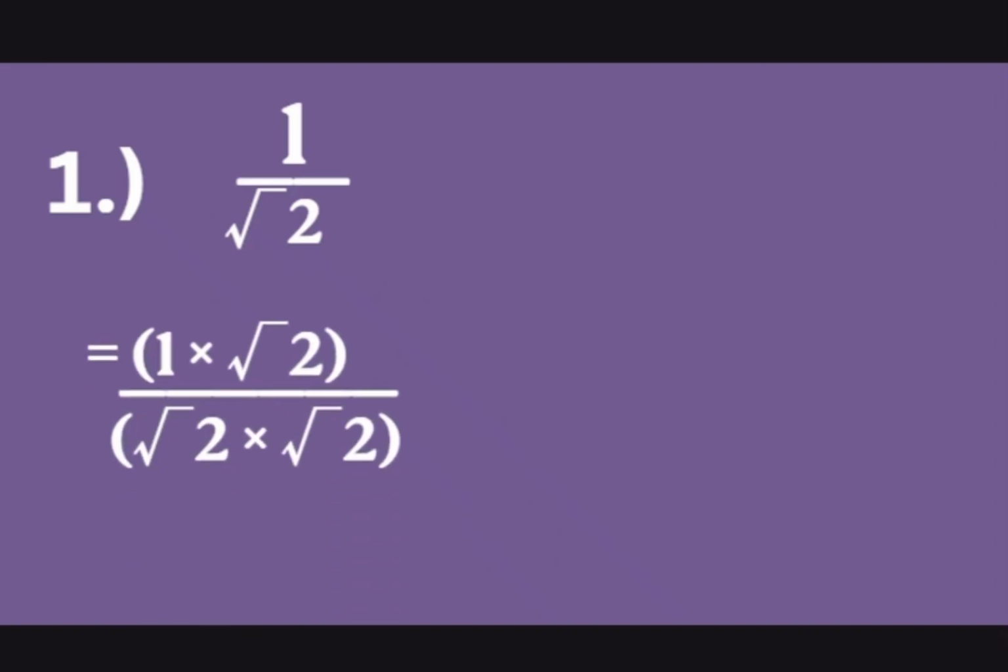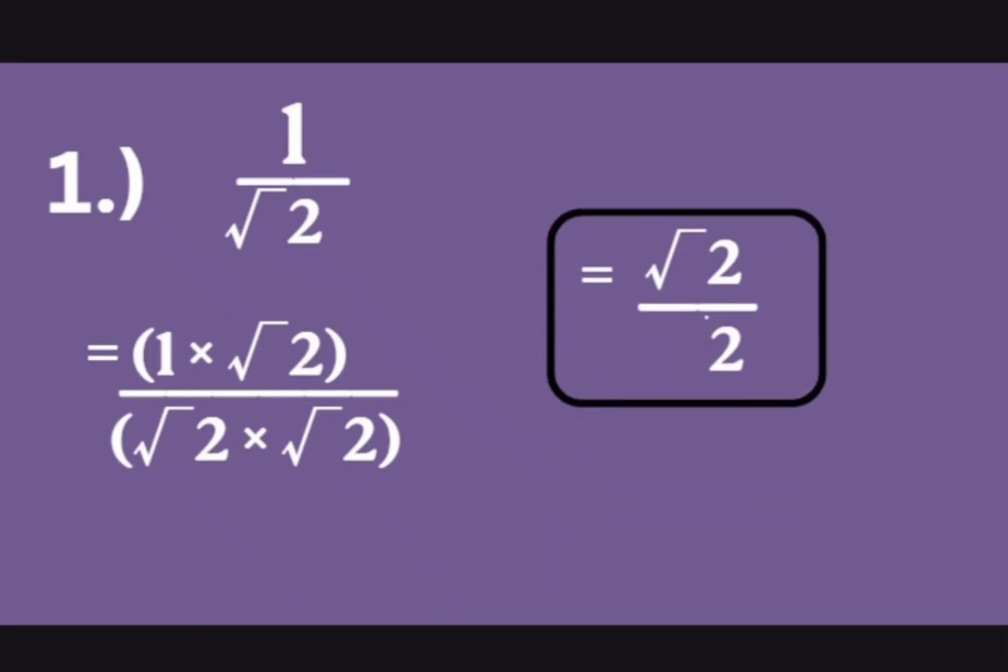The first example is 1 over square root of 2. We need to multiply its numerator and denominator by the square root of 2. 1 times square root of 2 is square root of 2. Square root of 2 times square root of 2 is equal to 4, and the square root of 4 is 2. So the final answer is square root of 2 over 2.